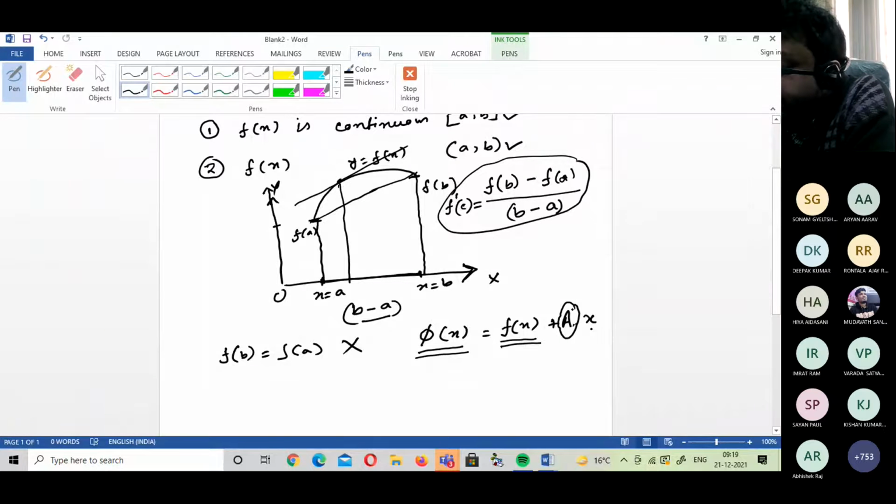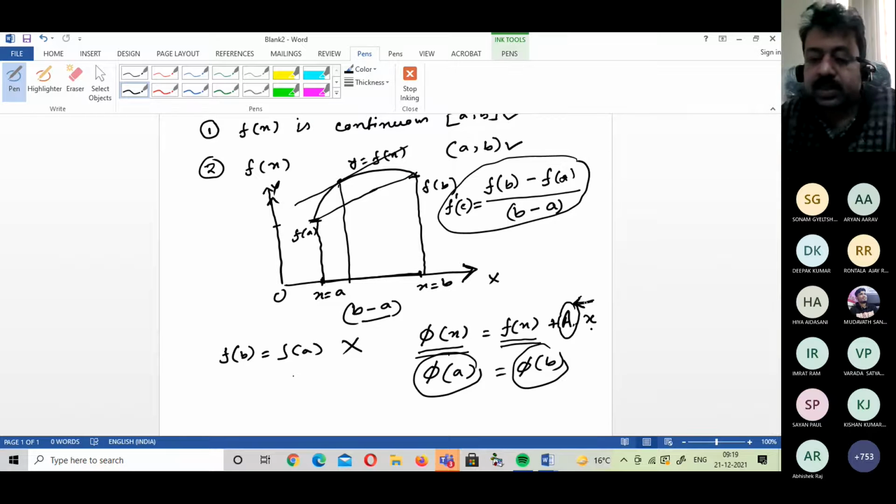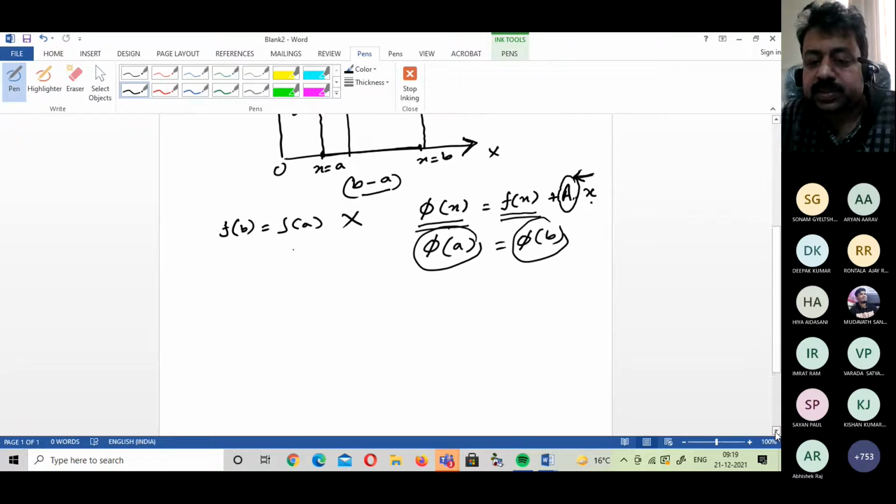Your assumption is that you have supplied the value of A in such a way that phi(a) equals phi(b). Then phi(x) satisfies all the conditions of Rolle's theorem, because as f(x) is continuous, phi(x) is continuous; f(x) is derivable, so phi(x) is also derivable; and the last condition of Rolle's theorem, phi(a) equals phi(b), holds according to the assumption that you have supplied the value of capital A in such a way. Now you have to prove Lagrange's mean value theorem.